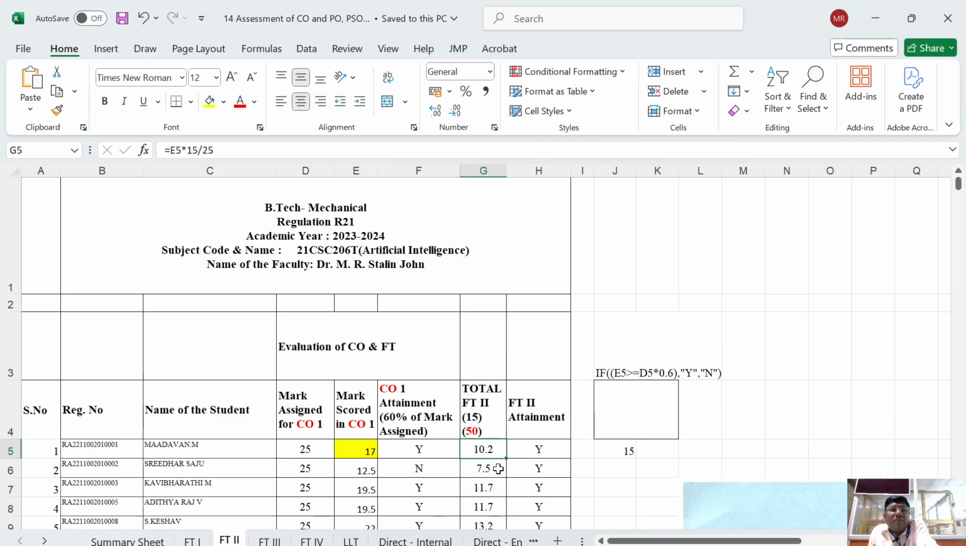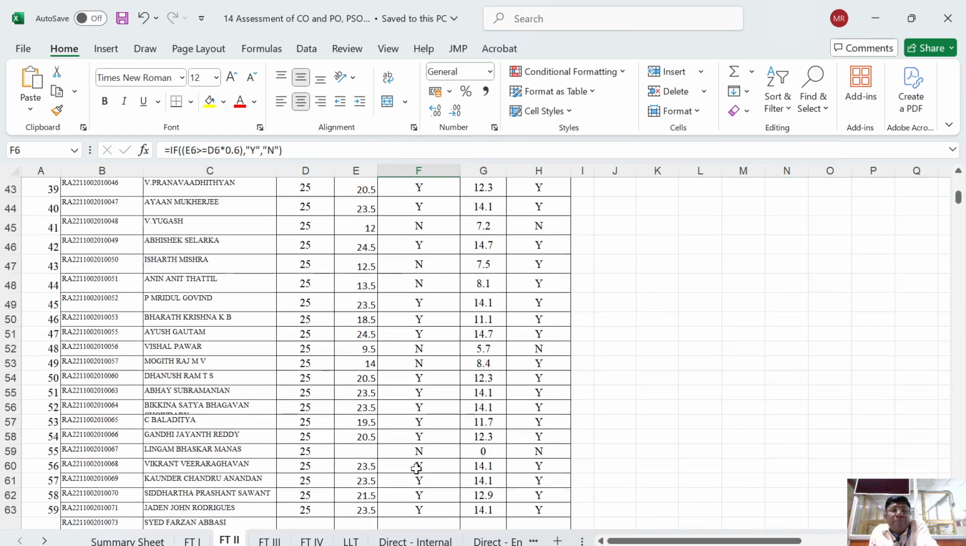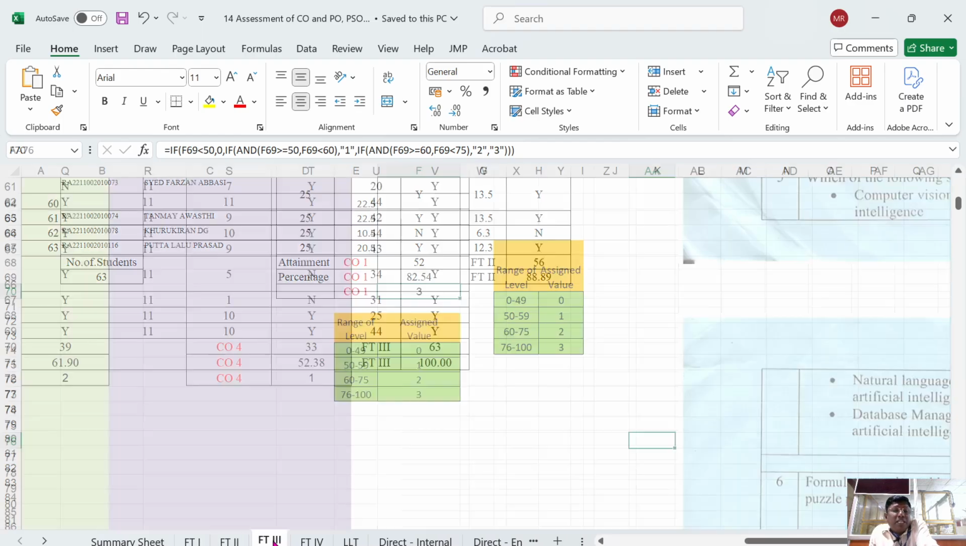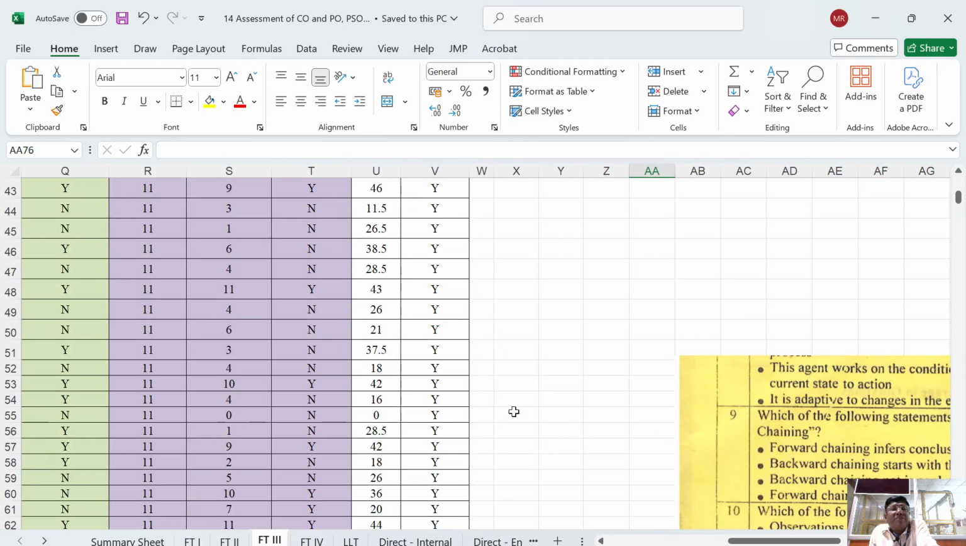Whatever the value we are getting, 50%, has to be given as yes or no. As far as the NBA assessment, this evaluation, this attainment, is very important. We have to calculate the number of yes, like the previous case. If you look at the percentage, it is coming around 82.54, that is, 76.3. So the attainment level is 3. Similarly, we have to calculate for FT3.